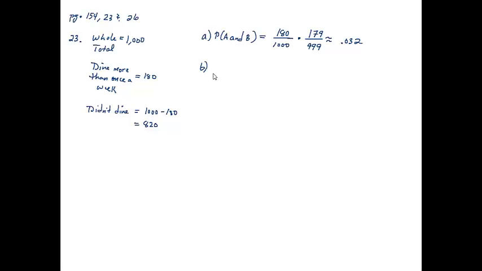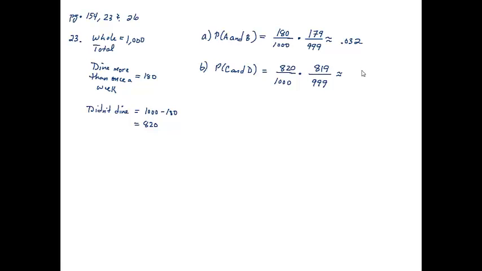Part B. It says find the probability that neither adult dines out more than once per week. So this probability, again, I'm going to use C and D this time. This is just notation. Well, the probability that neither adult dined out. Okay, so the probability that the first adult didn't dine out. Well, how many adults were there? 1,000. And how many of them didn't dine out? 820. Times the probability that the second adult didn't dine out. Well, this time there's 999. And since we started with 820, we got to subtract 1 because we already looked at the case of the first adult. And now we have 819.